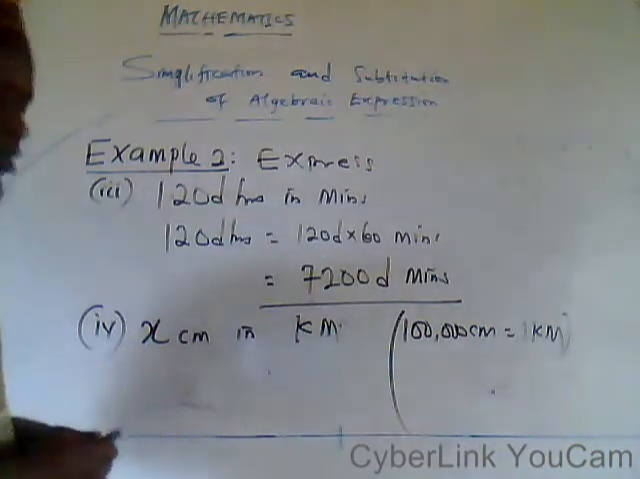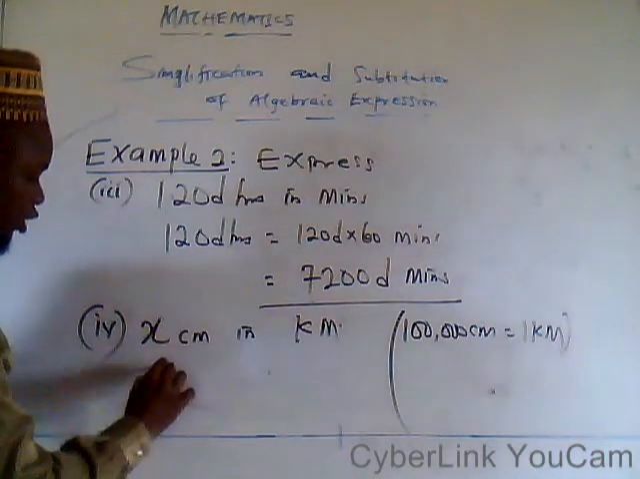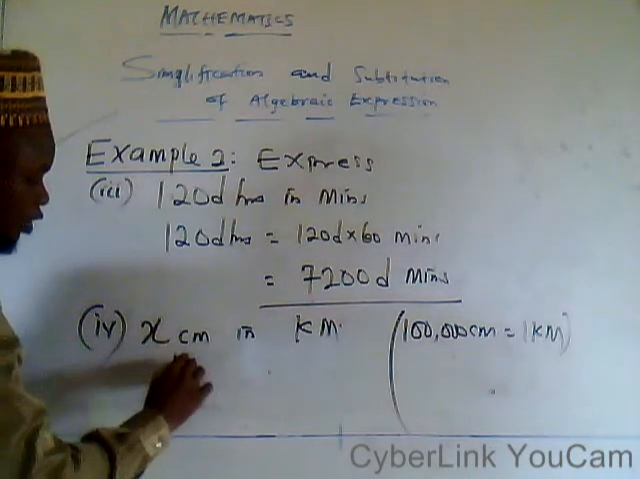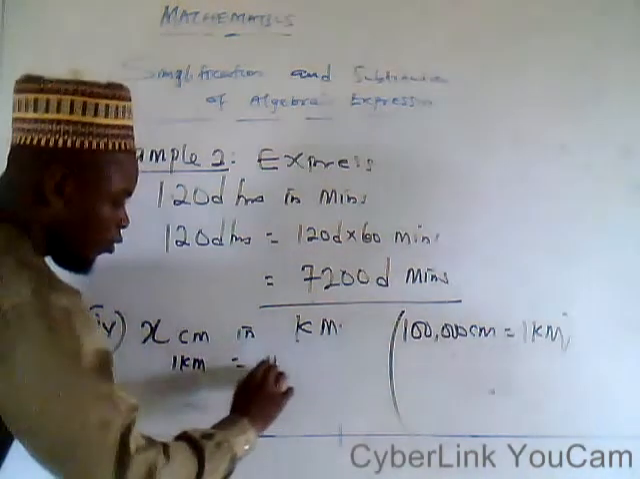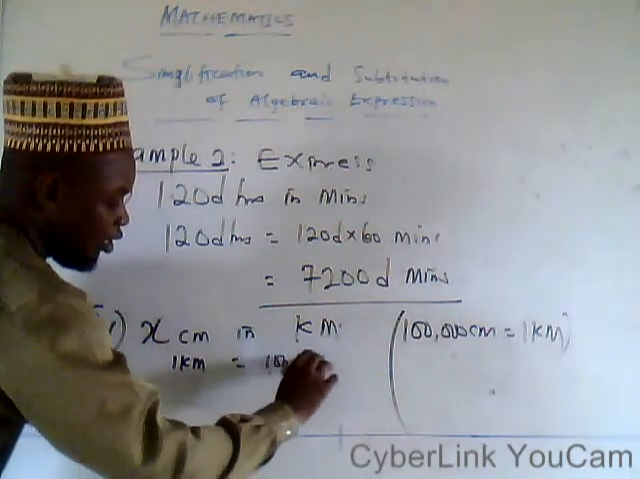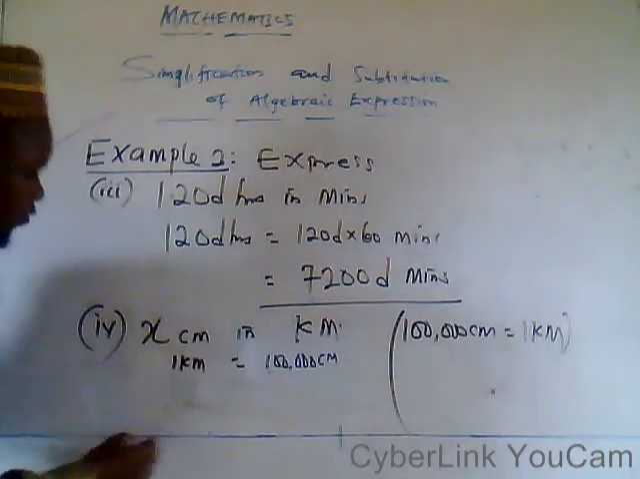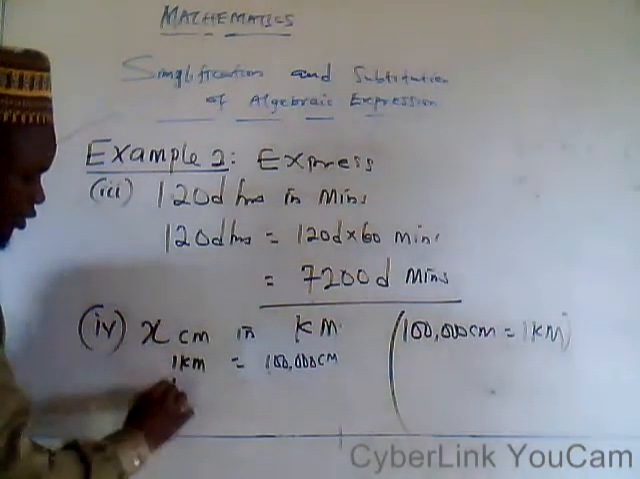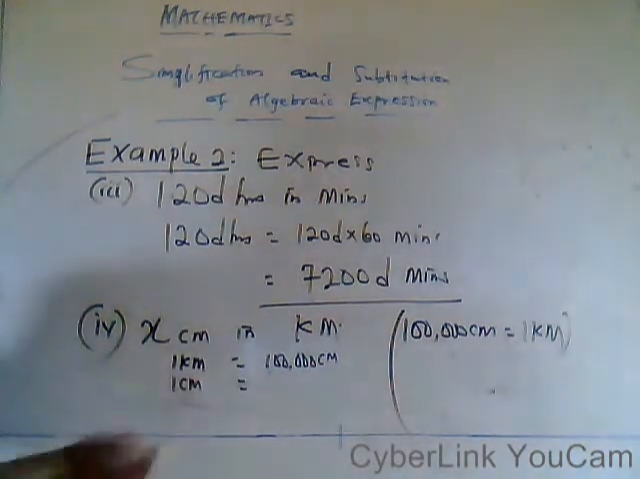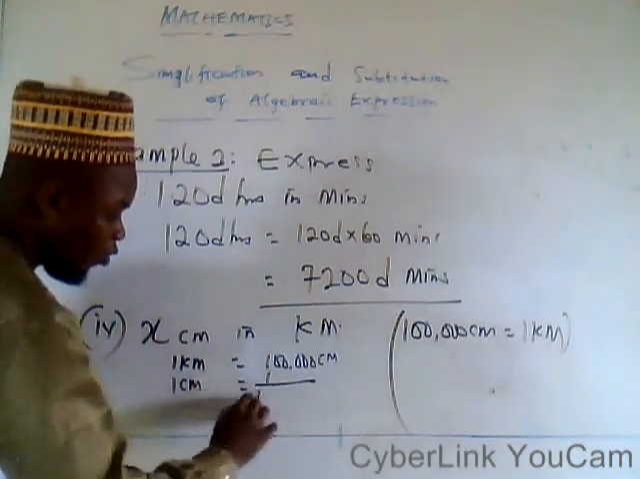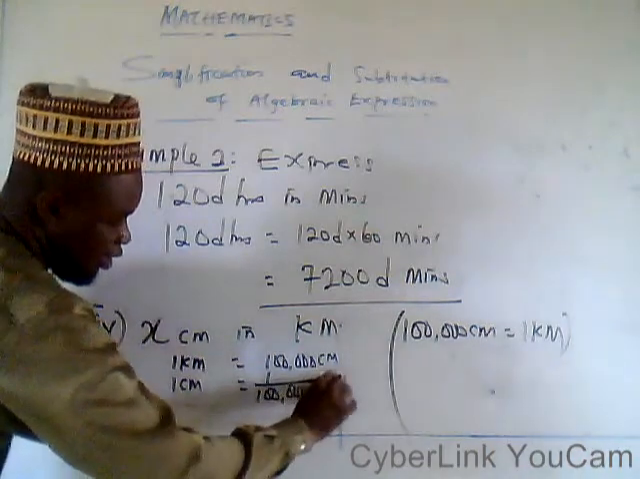Hope you get that. Let me quickly use an example on that. For instance, you have 1 kilometer now and you have to convert to centimeters. That is 100,000 centimeters. But let's say you have 1 centimeter now and you are going to kilometers. That will now be 1 over 100,000 kilometer. This is your answer.